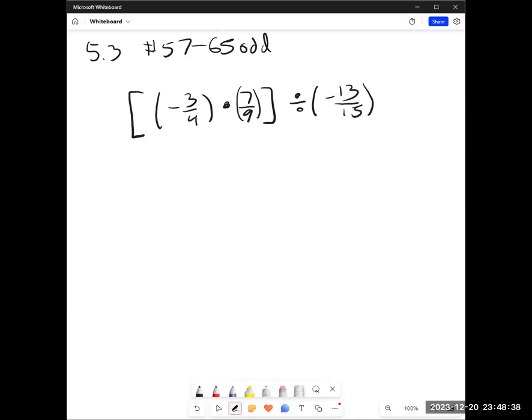So we're going to reduce here. 3 goes into 9 3 times. And when we multiply straight across, this is -7 over 12 divided by negative 13 over 15. So we're going to now multiply by the reciprocal.